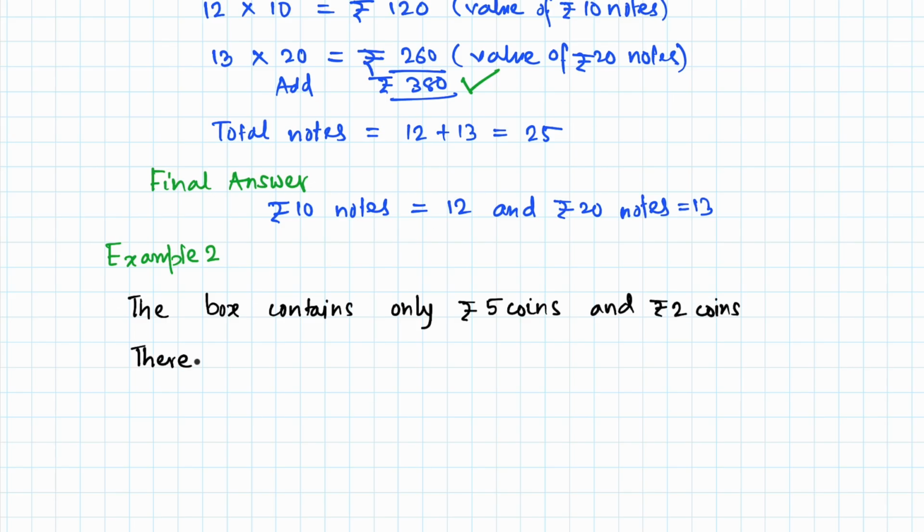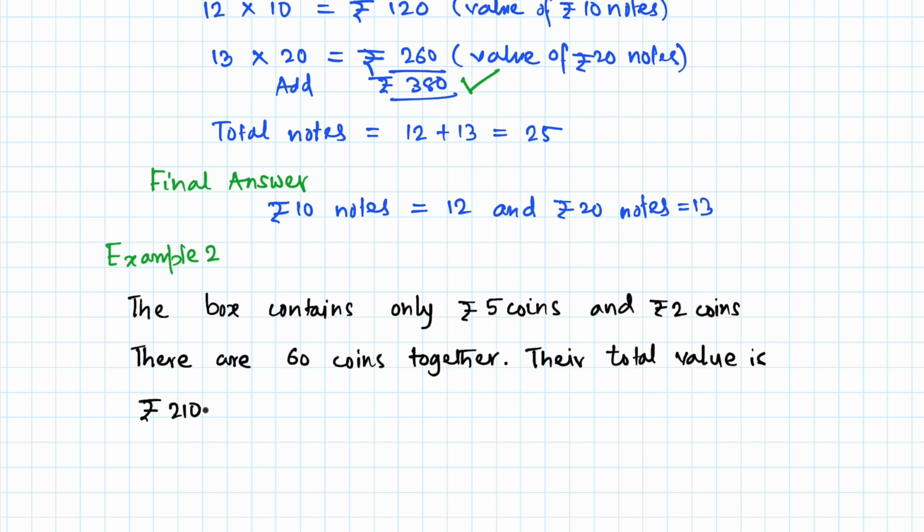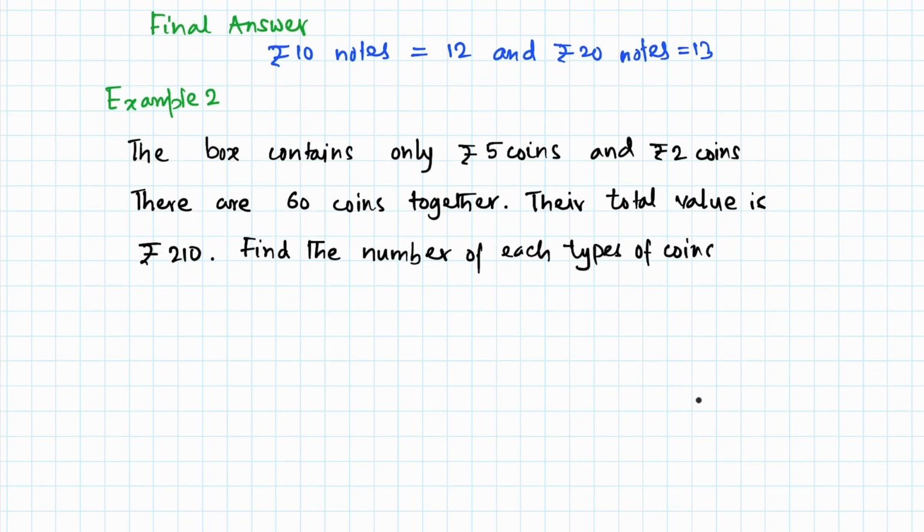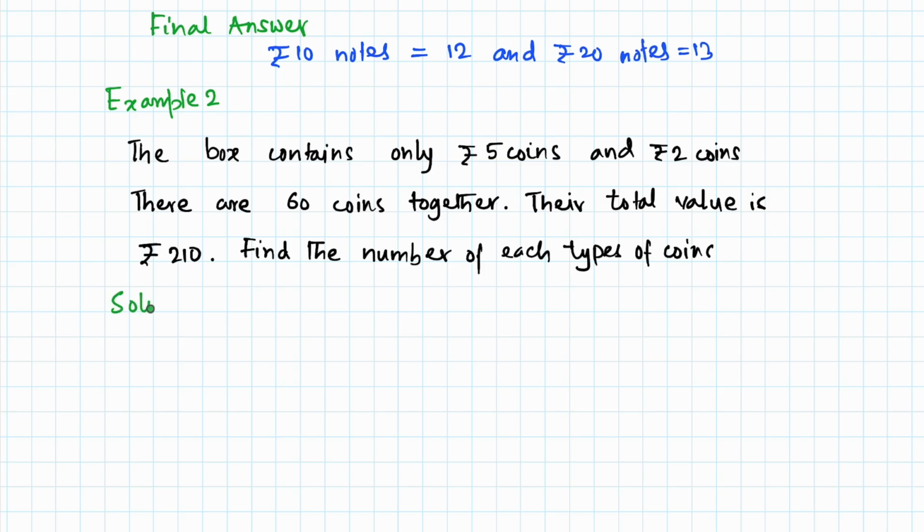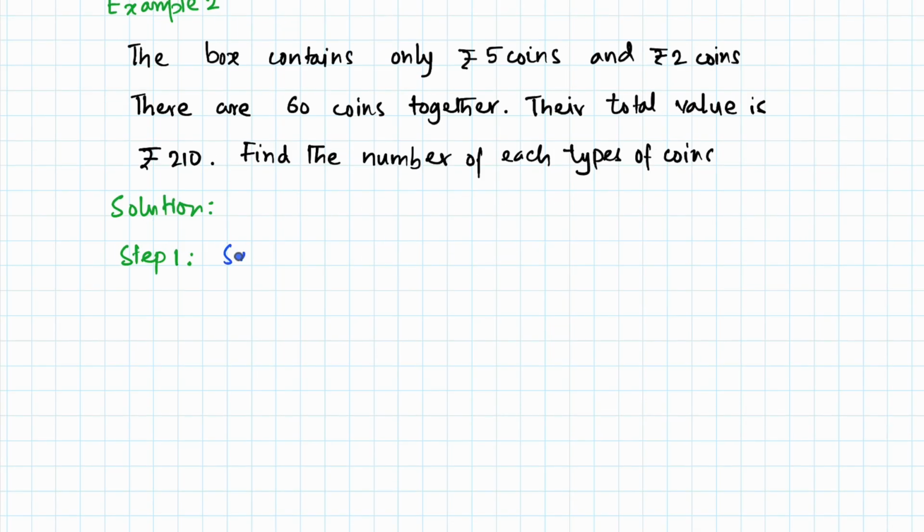Now the box contains only 5 rupees coins and 2 rupees coins, and there are 60 coins together and their total value is, say, 210 rupees. Then find the number of each type of coin. So this is the problem given. Now let's find the solution, and we will use the same 5 steps.